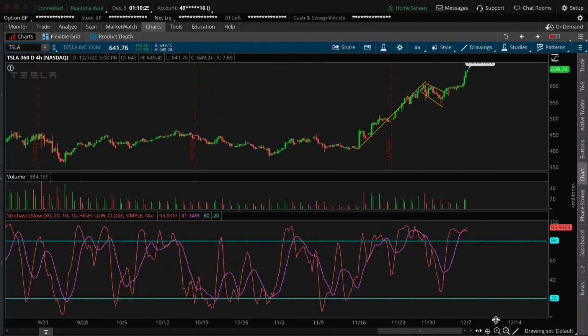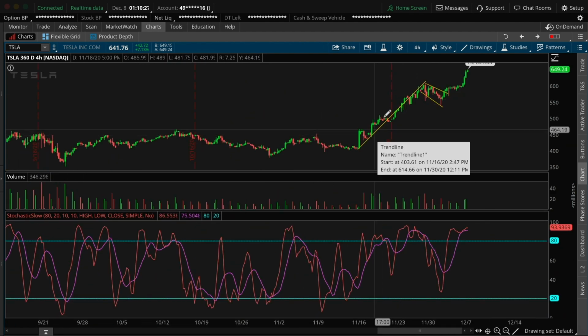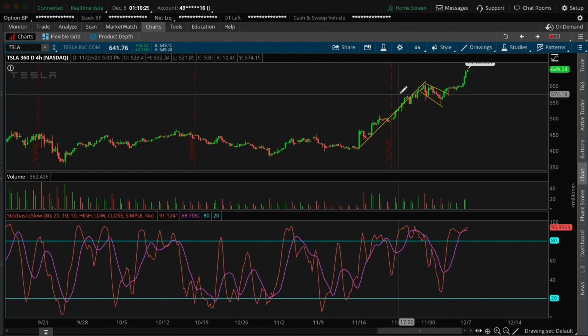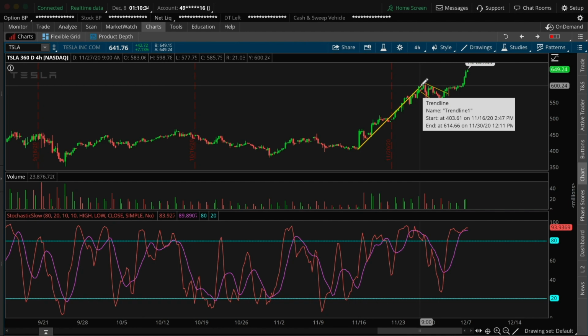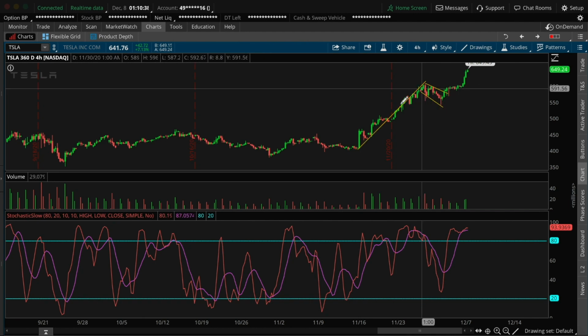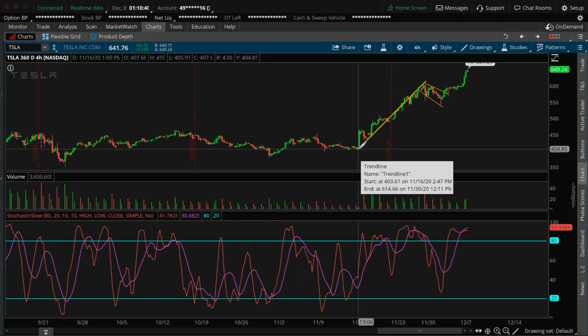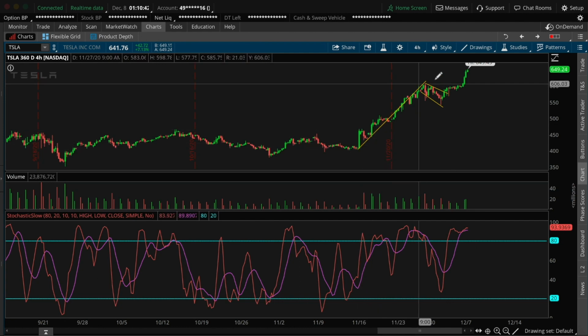Now, if the size of the flag break is the size of the flag pole, this means that Tesla can potentially see 800 before we see another pullback, because the size of this flag pole was 200 points. Tesla's already at 650, so starting to make its move to 800.